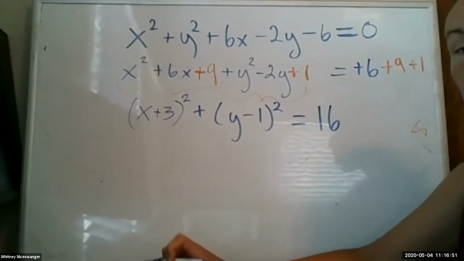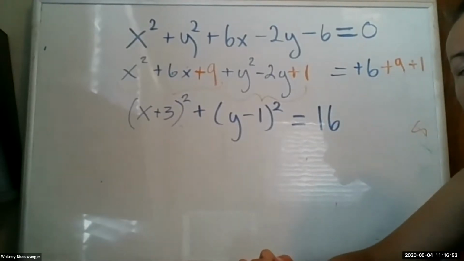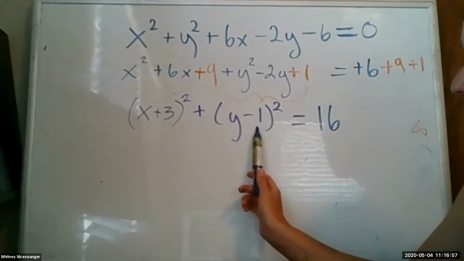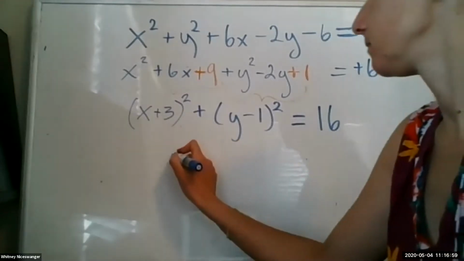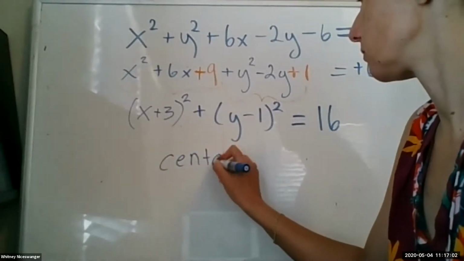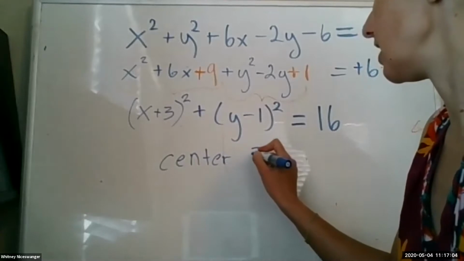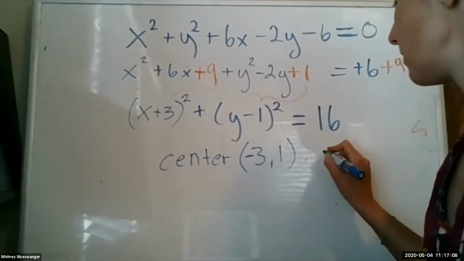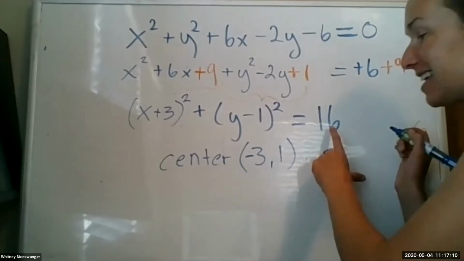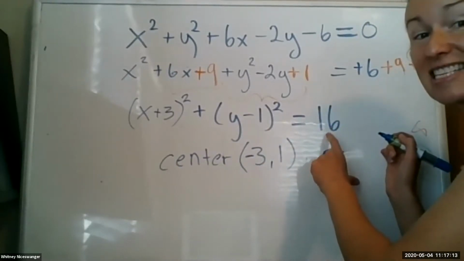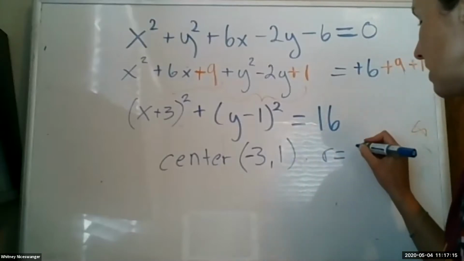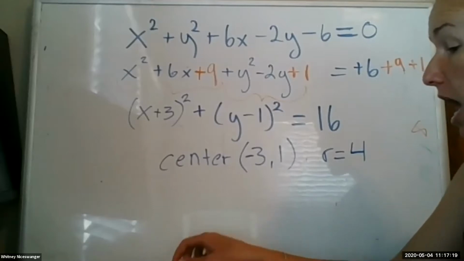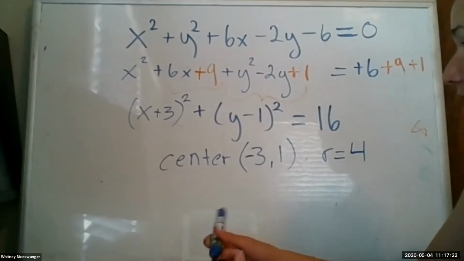Okay. So now we've completed the square for our circle, and we can see that our center is at 3, 1. Sorry, -3, 1. And our radius is 4, right? This is our radius squared, so our radius is 4. So then we can go and look at the graph of that guy.